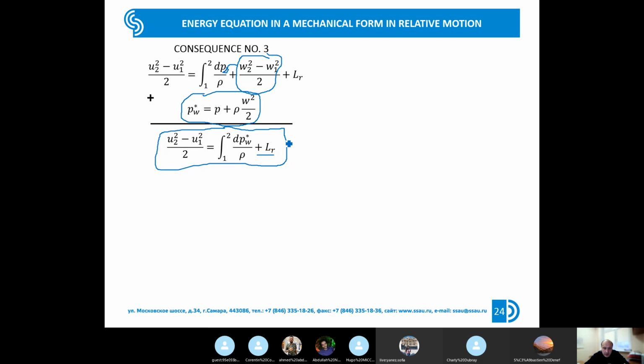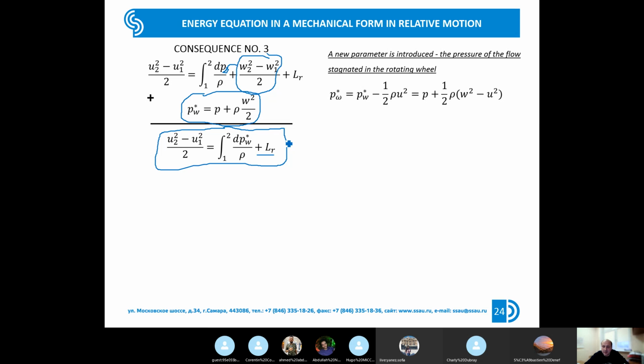So what else? Let's set the new parameter: the pressure of the flow stagnated in the rotor wheel. You see how to receive this parameter. P omega with the star is the P W with the star minus 0.5 density multiplying by the circumferential velocity at the second degree.